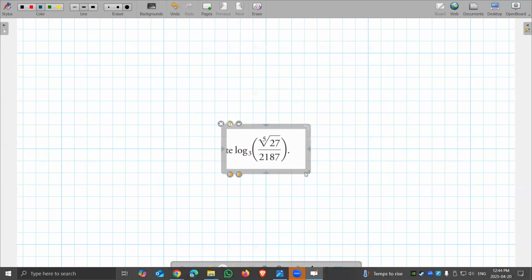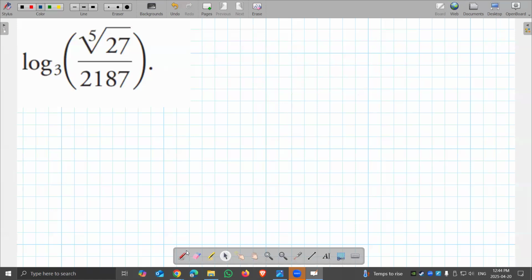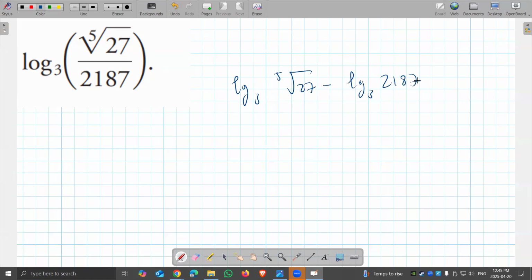Let's look at this one. For this one, we want one final answer. It's going to evaluate to a number. We'll probably have to use all three rules. All right. How do you evaluate this log? What would be the first step? What would you do? The quotient rule. You want to break it down. All right. So log, like that. Okay. What's the next step?